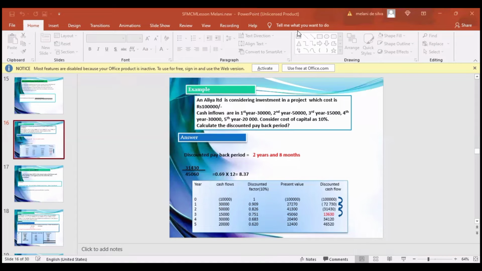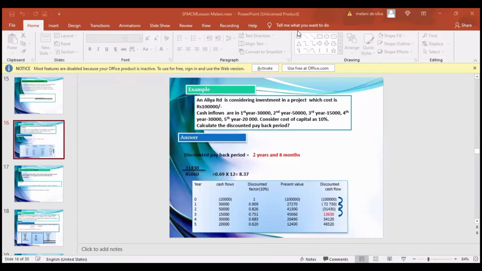According to this question, we made the positive value in the third year. How to get the years with this question? The positive value became in the third year. Therefore, the value before the positive value is 31,430. That year is the second year. Therefore, the discounted payback period year is 2.